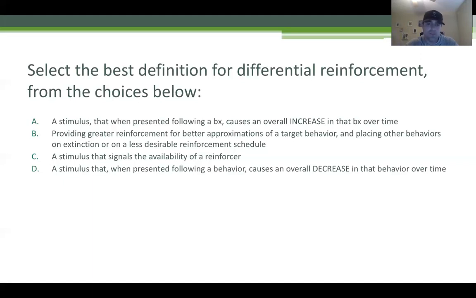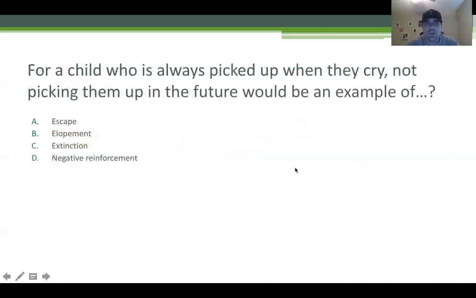In this case, B is the best answer, but be sure you read every answer and then pick which one you think is best. Okay, so the answer here is B. For a child who is always picked up when they cry, not picking them up in the future would be an example of escape, elopement, extinction, negative reinforcement. So if you're always picking up a child when they cry and then you're told don't pick them up when they cry, what is the best answer here?